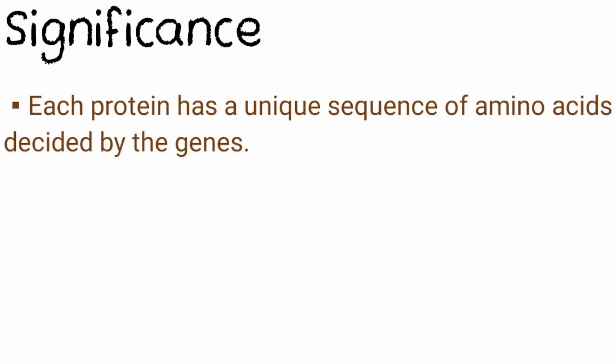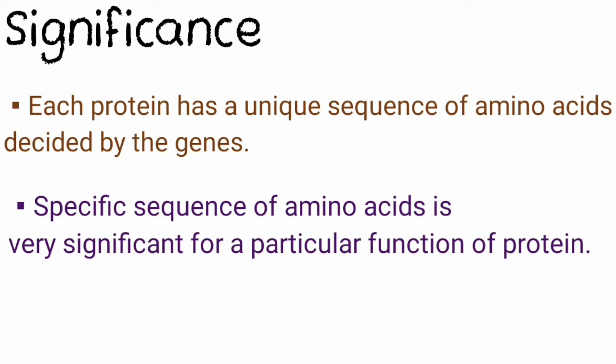chain. Now coming to the significance of primary structure in terms of sequence. So each protein has a unique sequence of amino acids and that is decided by the genes. And this specific sequence of amino acids is very significant for a particular function of protein. So the function of protein depends upon the sequence of amino acids of that particular protein.